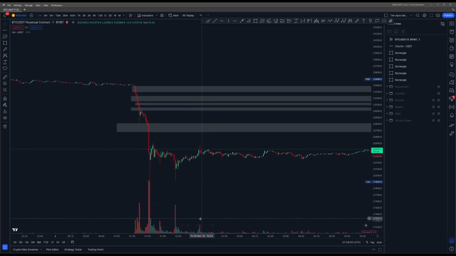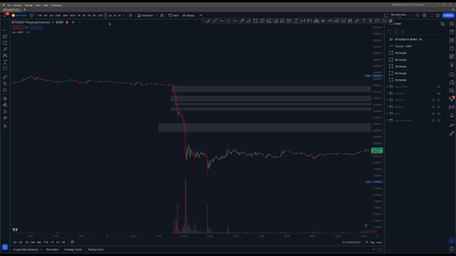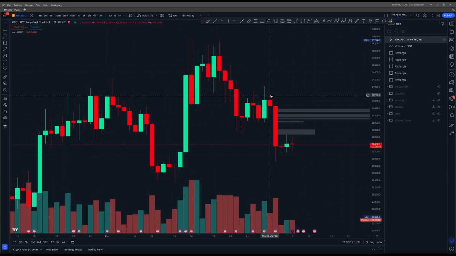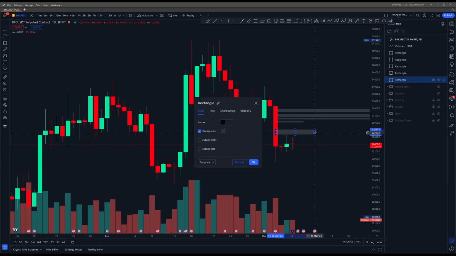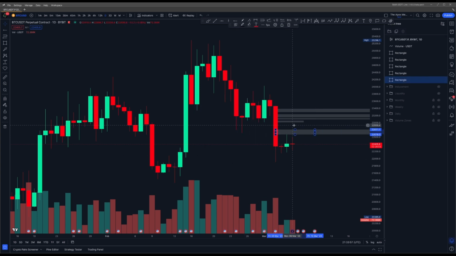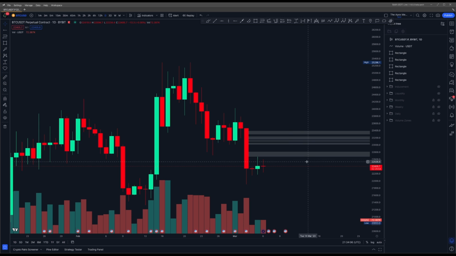So those are the true fair value gaps. If you remember, we started on the daily. So what looks like one huge big fair value gap actually comprises a number of fair value gaps. Now these are going to be prices on the chart where we're going to want to at some point come and collect.